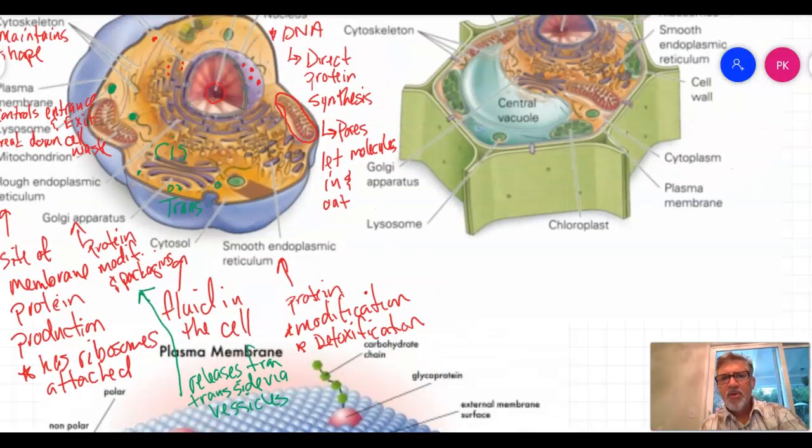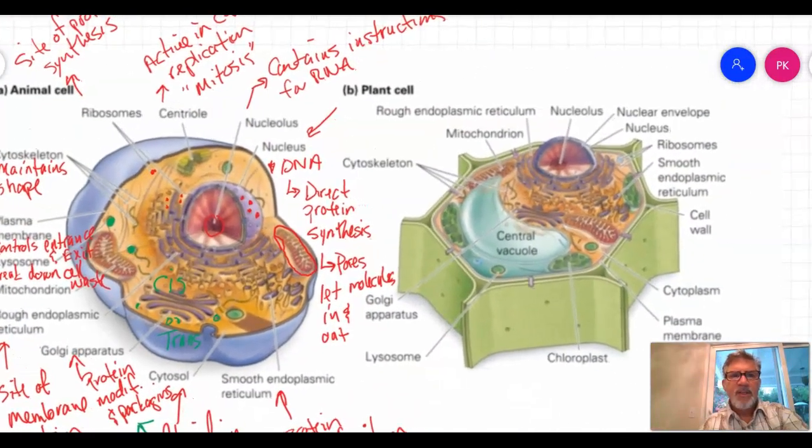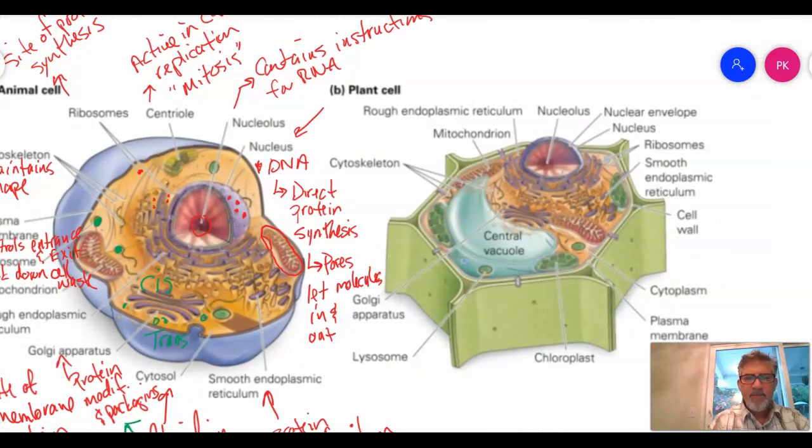All right? So the outside of the cell is a plasma membrane. So this whole purple area here, that's the plasma membrane. And that controls what comes in and out.